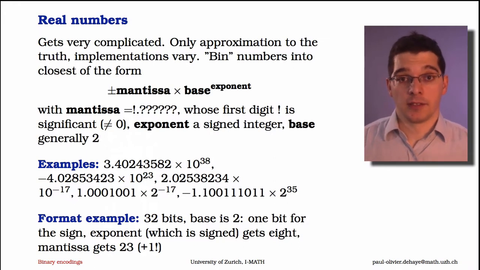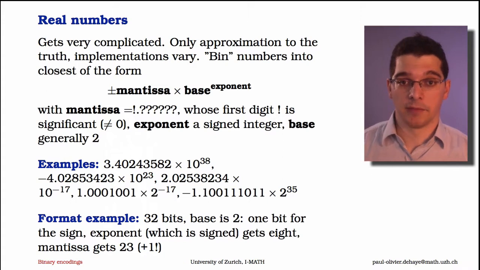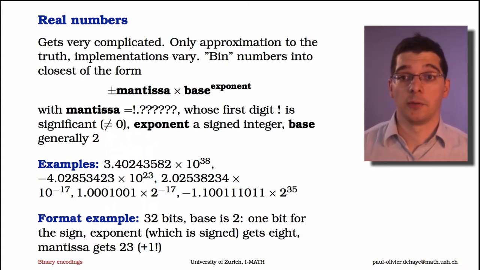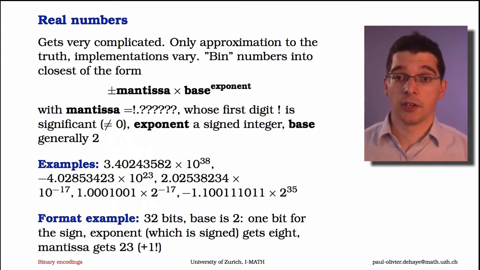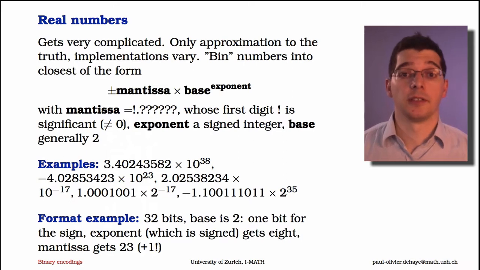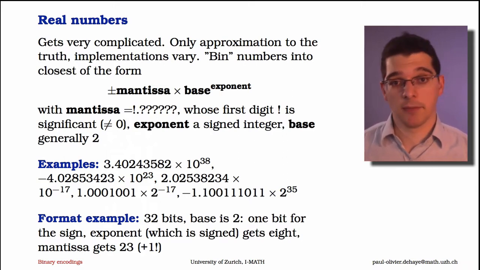Now on to the real meat, the real numbers. The real numbers are much more complicated. They're only approximations to the truth. You can never really hold a real number or give its decimal expansion on a computer. For real numbers, there are many different implementations. The main idea is always the same in modern computers, though.